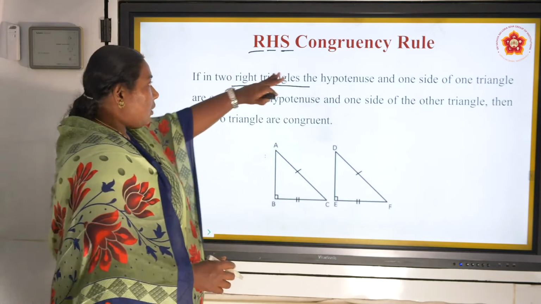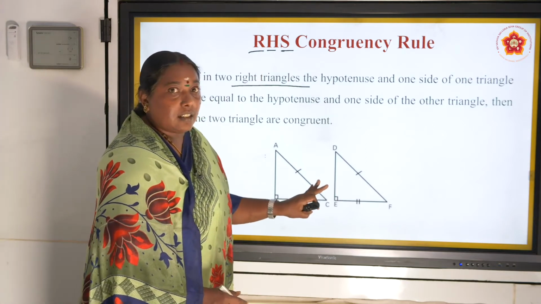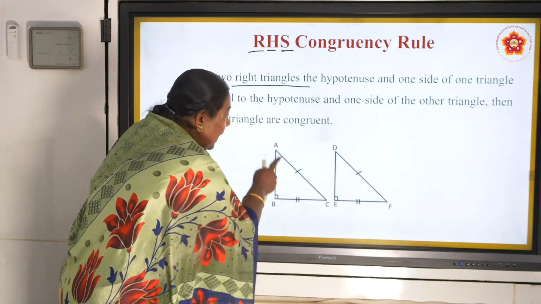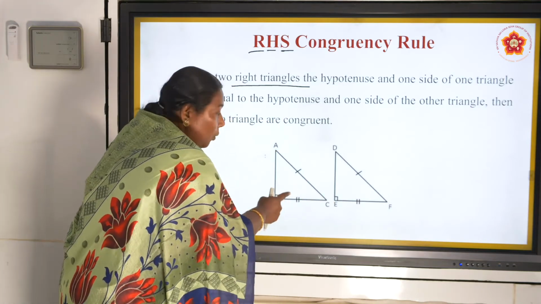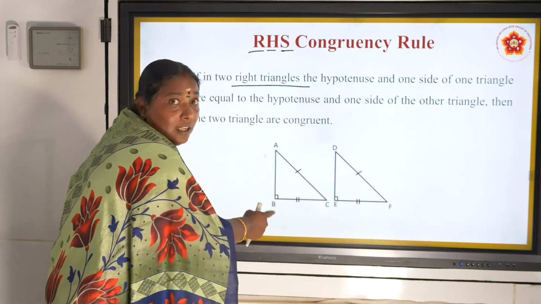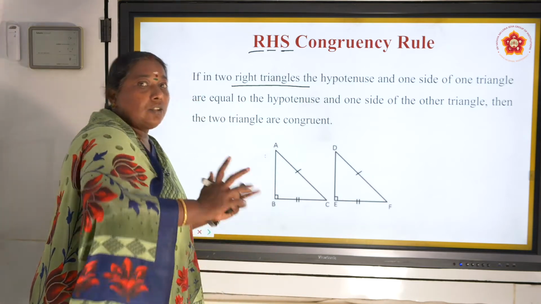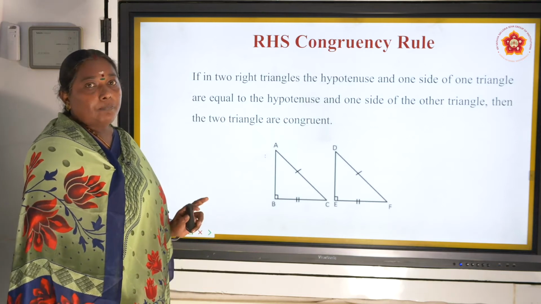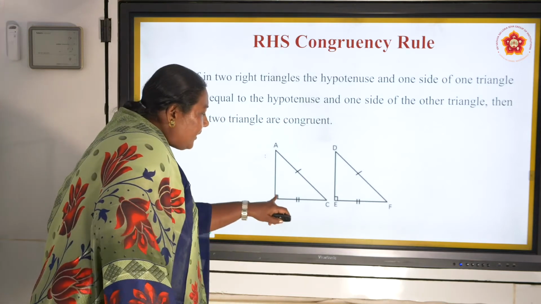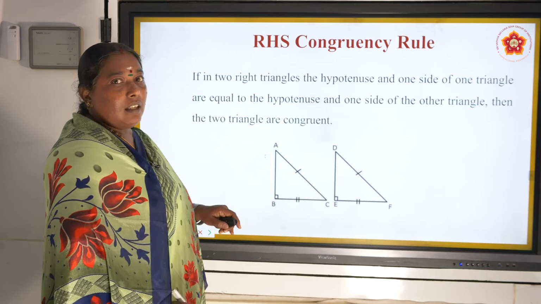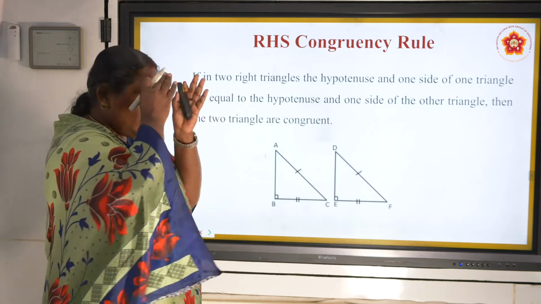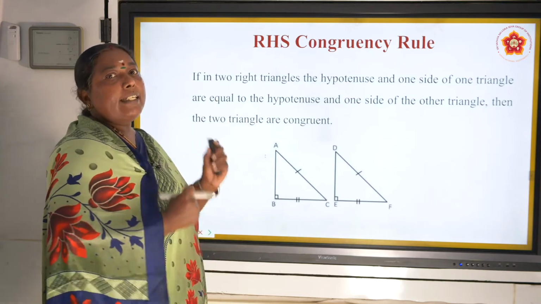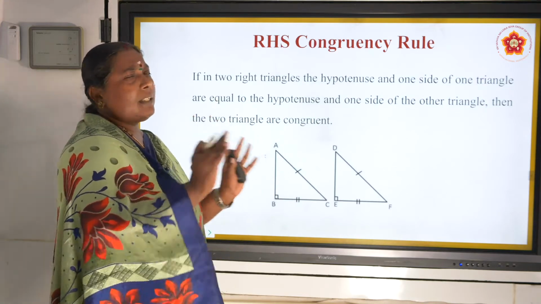Okay, so let us, without seeing this, let us see and tell the theorem from here. If in two right angled triangles, a hypotenuse and one of the sides are equal, then the two triangles are congruent. Let us see the proof. It's very, very easy one. See, here 90 degree right angle. So immediately wherever the 90 degree right angle triangle comes, immediately one person will come running and stand there.